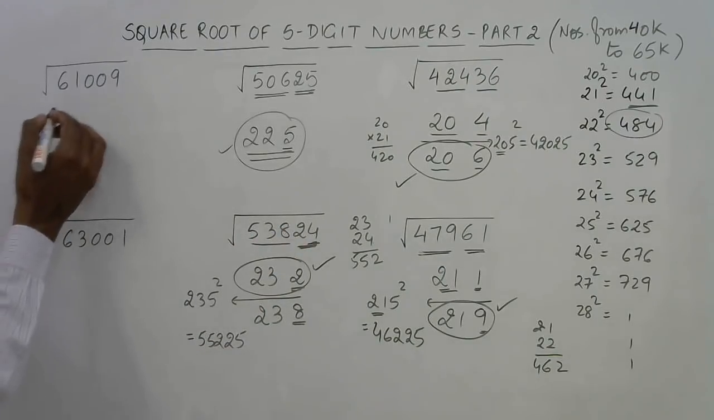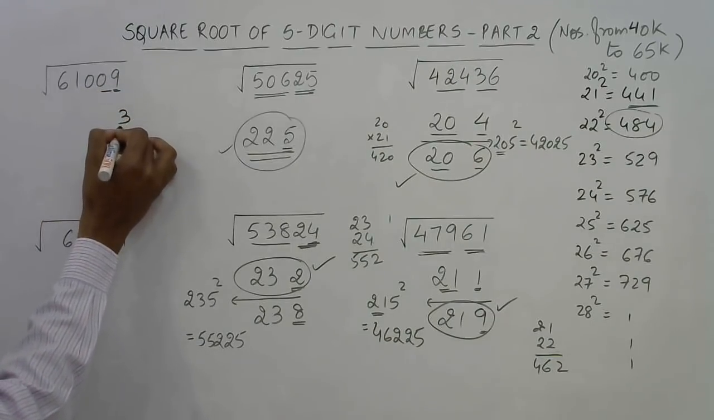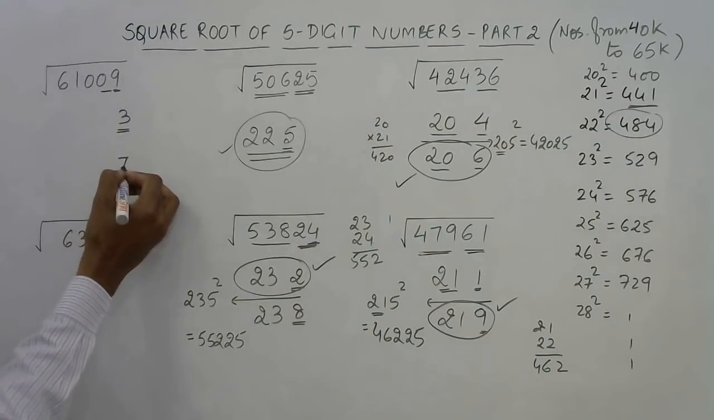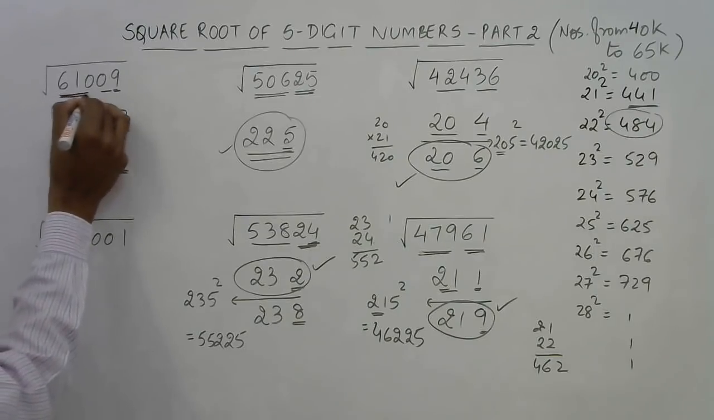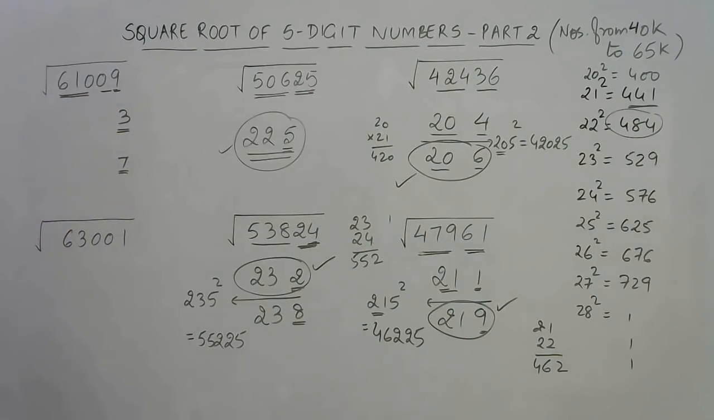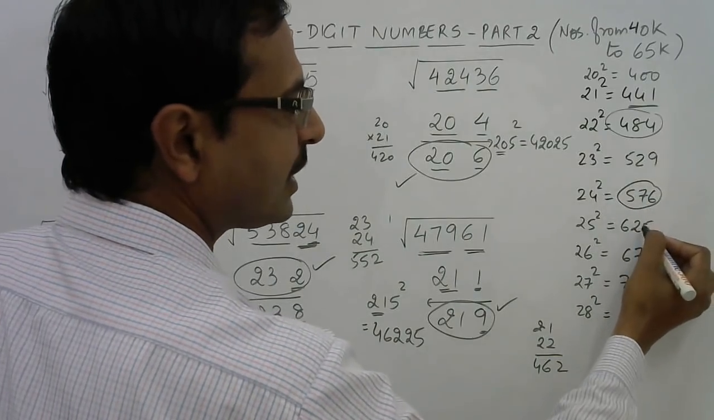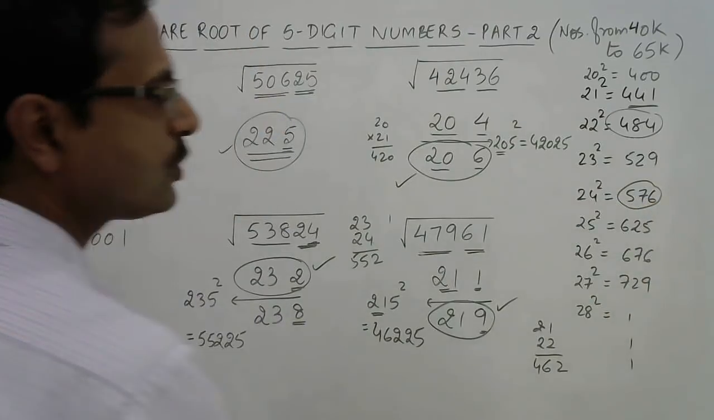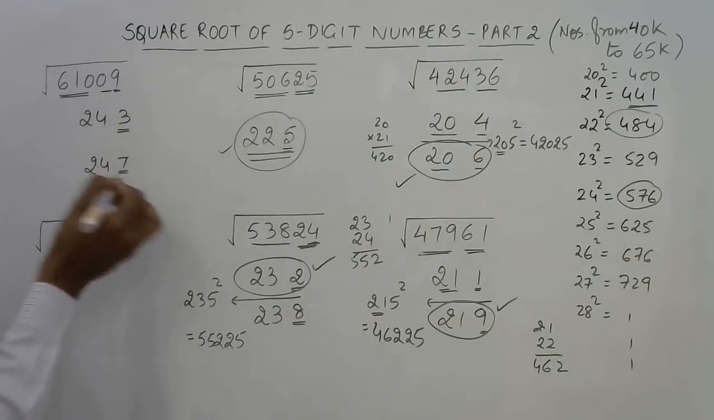Let's see this one. Ending with 9. So our answer ends with either 3 or 7. Because 3 into 3 is 9 and 7 into 7 is 49, which ends with 9. Now see this, 610. Now 610 is more than 576 but less than 625. So I have to take the number which is smaller, which is 24 square. So 24 will come here, thereby giving us two options.